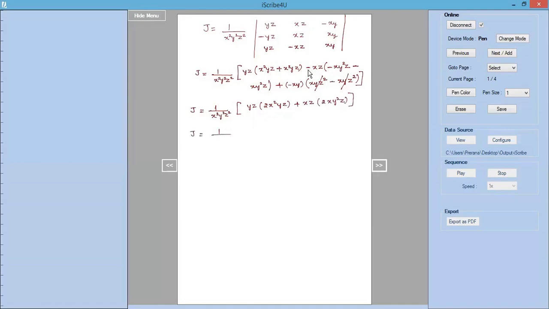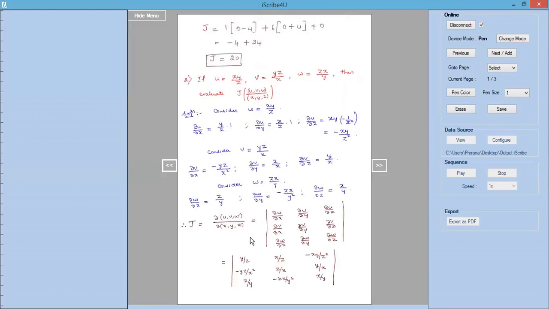So Jacobian is equal to 1 divided by x square y square z square multiplied by 2x square y square z square plus 2x square y square z square. So this gives us 1 divided by x square y square z square multiplied by 4x square y square z square. So the product x square y square z square gets cancelled, and hence the Jacobian value is 4. So this is how we work out problems in Jacobian.